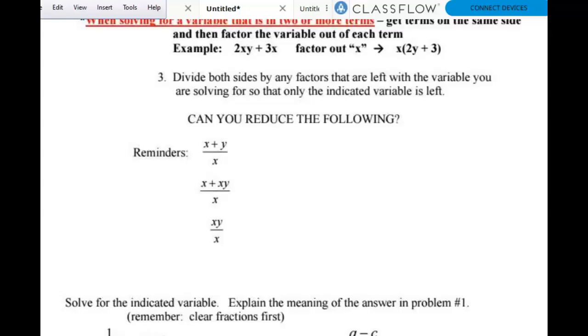So I'm going to start on the bottom. Does the bottom one reduce? Yes. What cancels? And it leaves you with? What happens here? So what happens with the first one? It's 1 plus y, right? You even told me that was a mistake that happened. What's x divided by x? And the x is canceled.